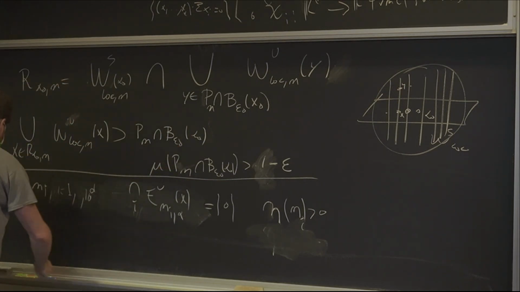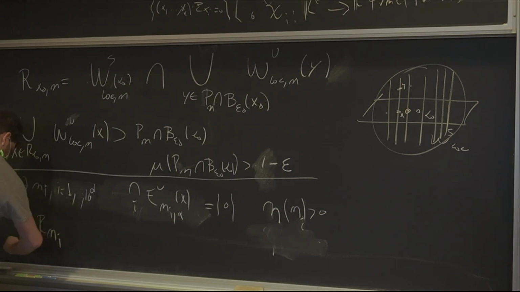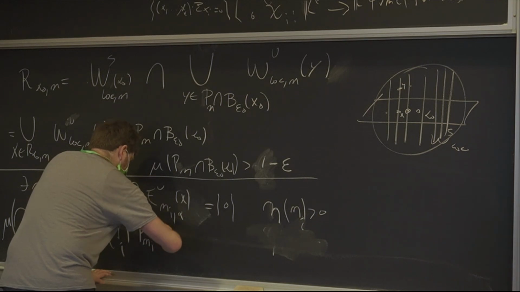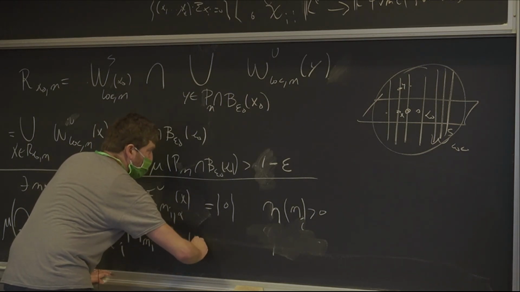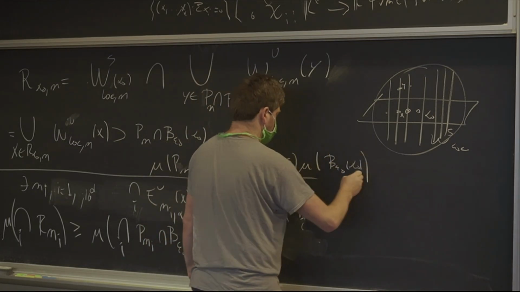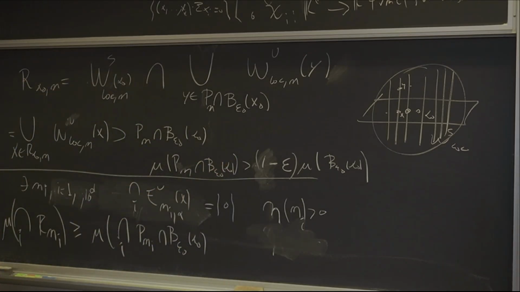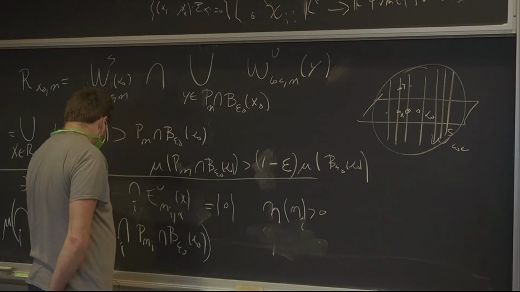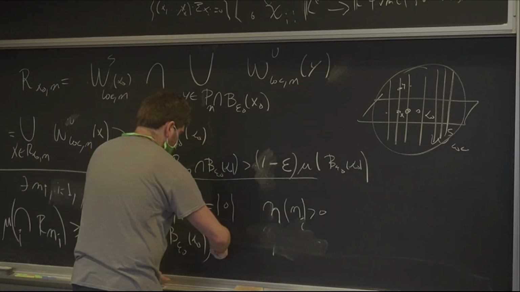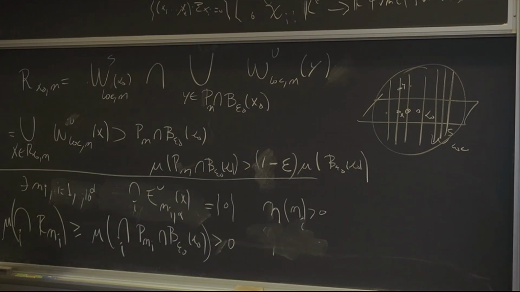Okay, so I call this guy R sub n, and then I get intersection in I of, and I'm sorry, is the relative measure, of course. So it's about this point. And this is larger than positive. That's what I need.